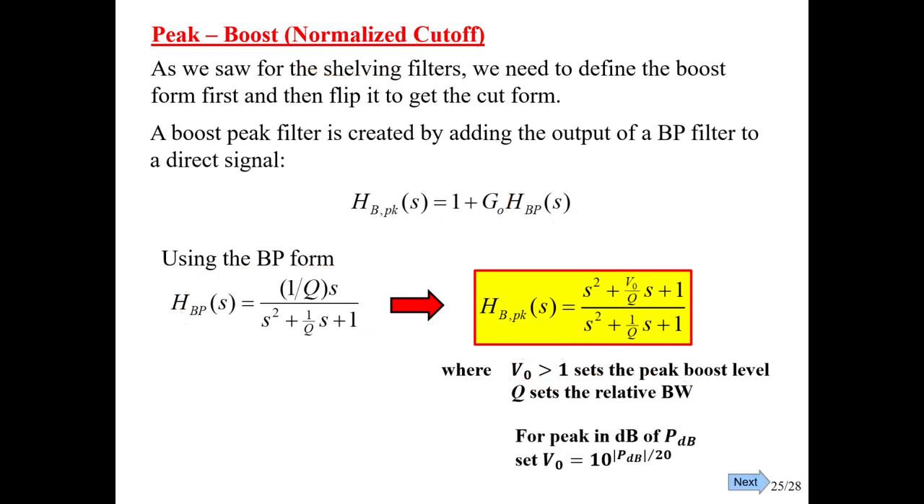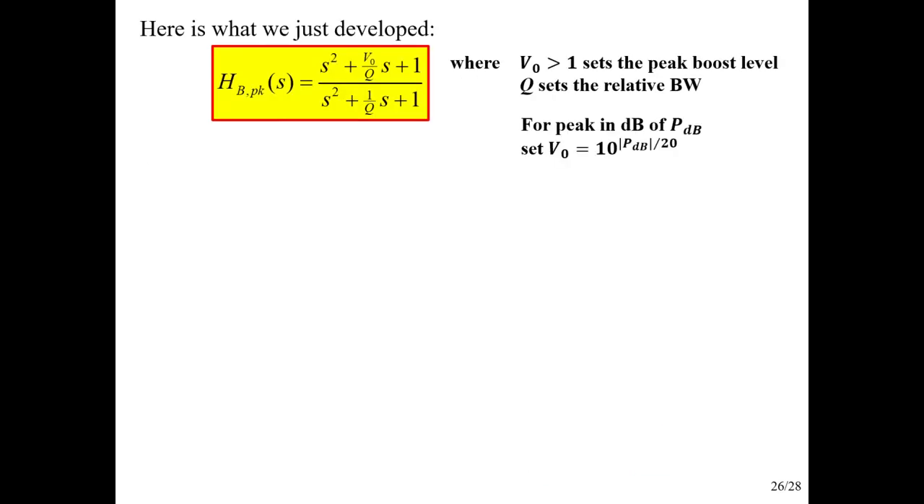And again, I'm just pointing out that if you know that you want a peak of P dB, say a peak of 20 dB, you'd put in 20 there, divide by 20. So 20 over 20 is 1, 10 to the 1 is 10. So you'd set V0 equal to 10 non-dB to get a peak level of 20 dB. So that's how that works. There's what we just developed.